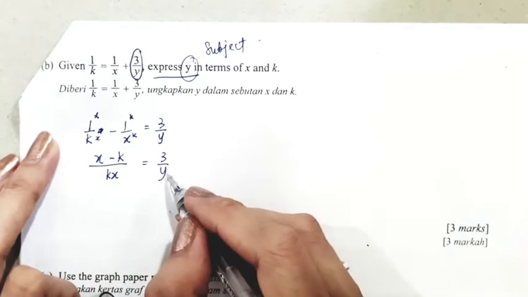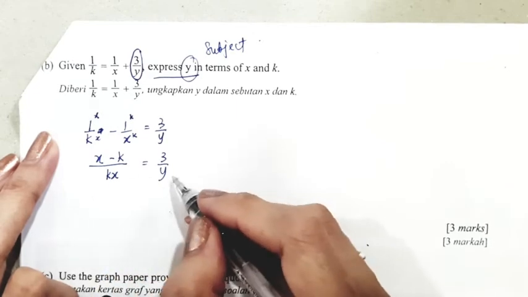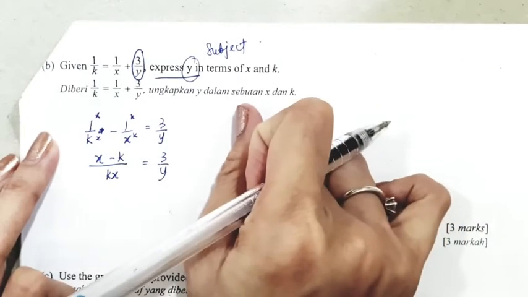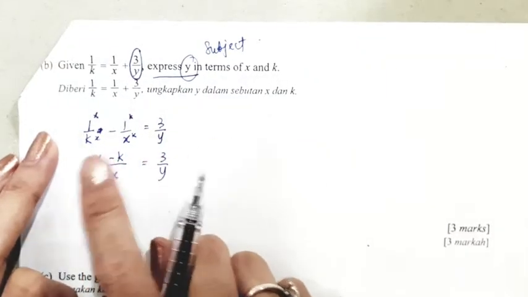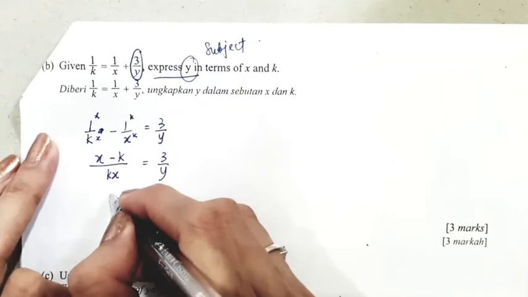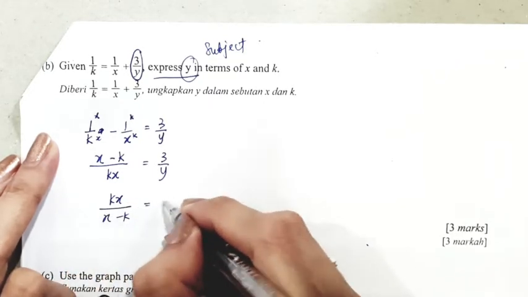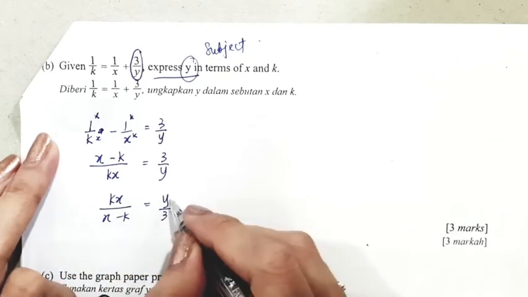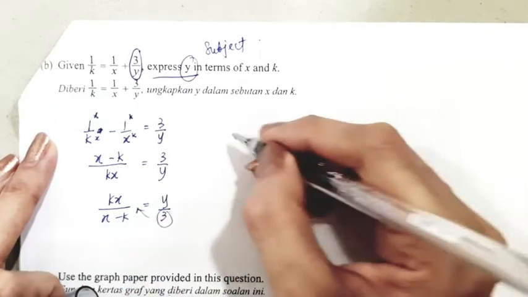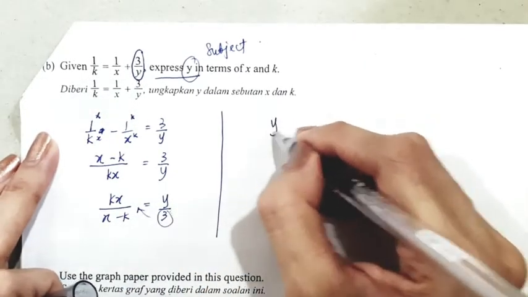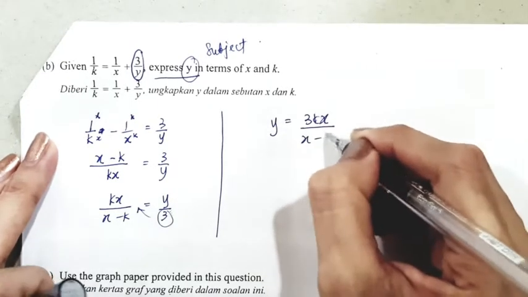Now, since I want y to be my subject, this is a single fraction, then we can flip the right side and at the same time flip the left hand side, only when you have single term to single term. So we will have kx over x minus k equals to y over 3. Now I want y, not y over 3, so the 3 goes up. So now we write y equals to 3kx over x minus k.